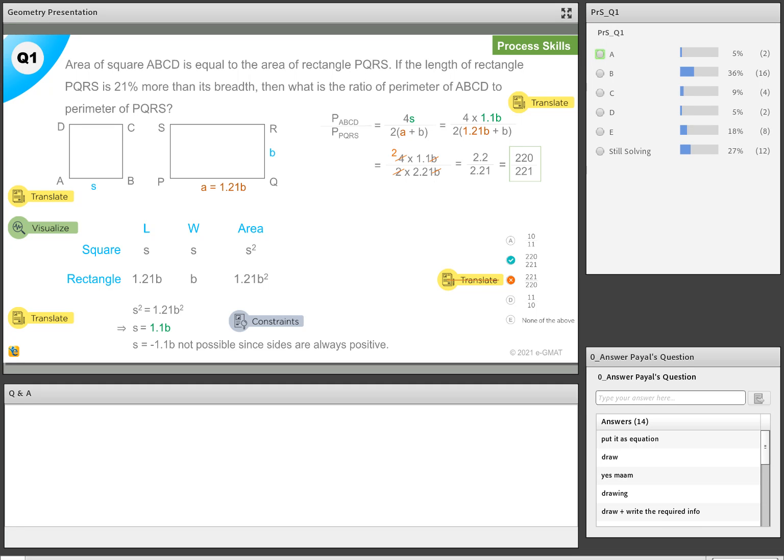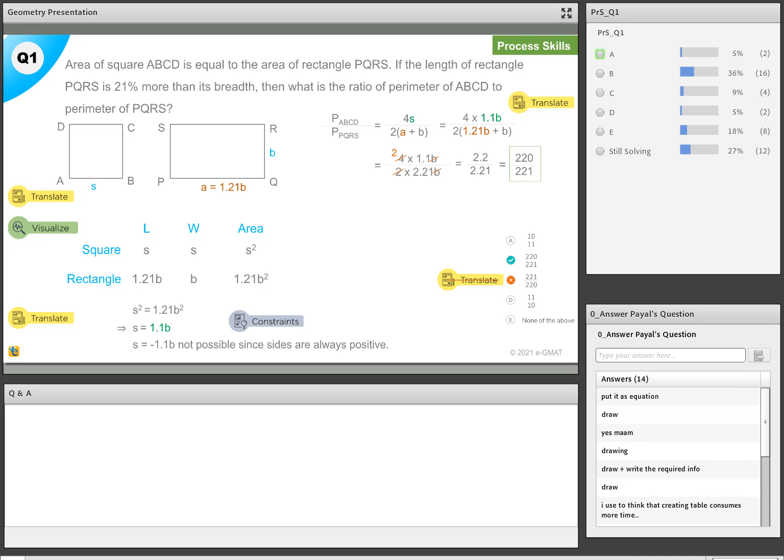Now all you have to do over here is you have A and you know that A is 1.21b. You put that in there. You have S, and you know S also in terms of b, and you substitute that. Then all you have to do is simplification. That's it. And over here, there were 8 of you who selected choice E, none of the above. Why? Because you probably made some calculation error or you did not process the information in the tabular manner the way it should have been.